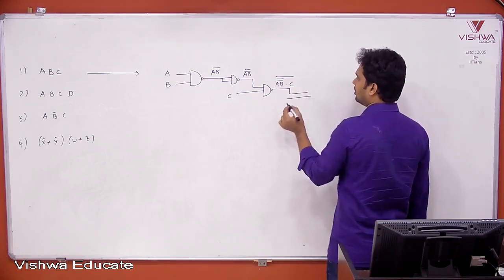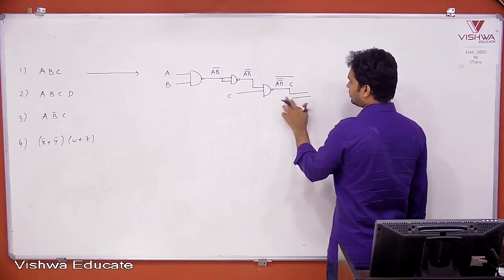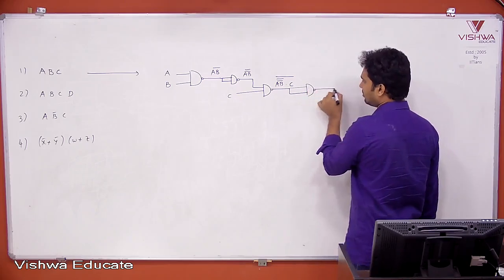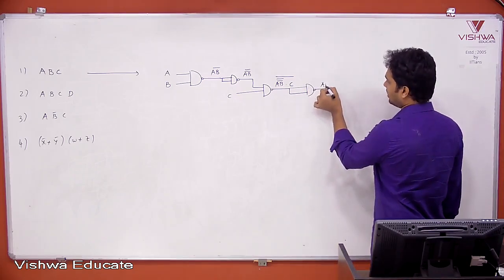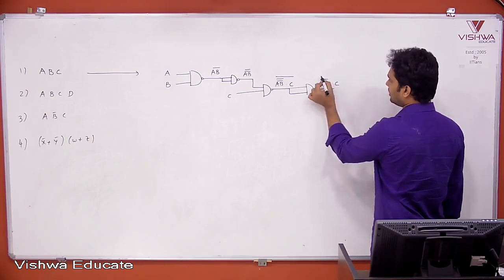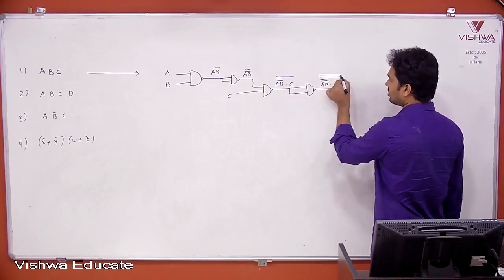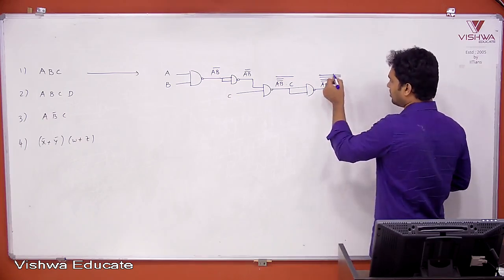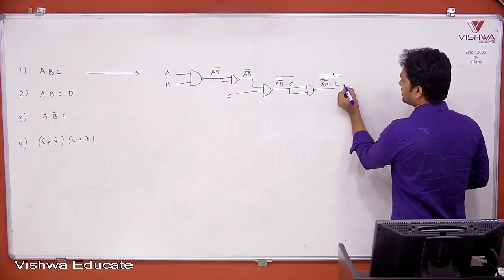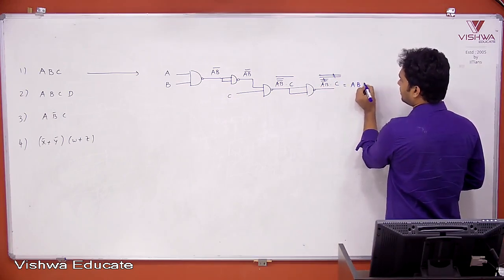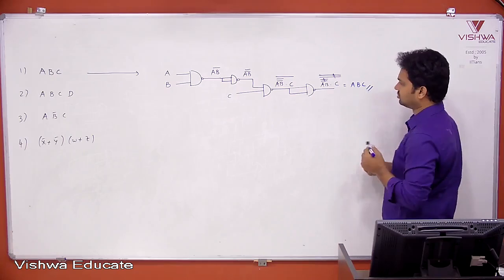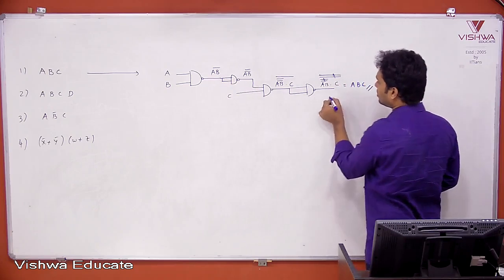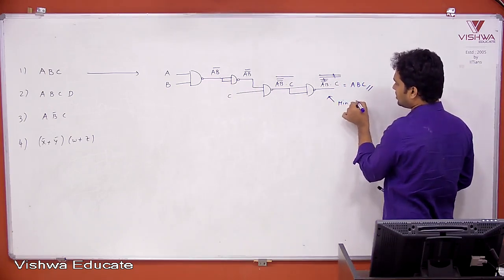Now take one inverter here. Then what is the answer? AB double bar into C bar is the input, the whole bar. Now you can understand, the double bar cancels. What is the answer? I will be having ABC. So how many gates are required? 1, 2, 3, 4. So I can say the minimum gates required is 4.